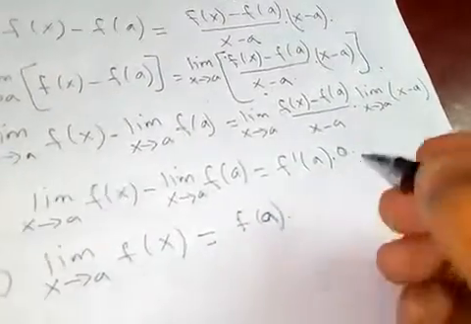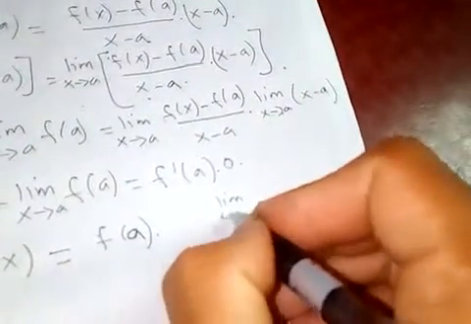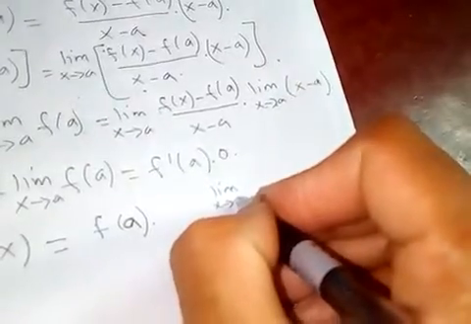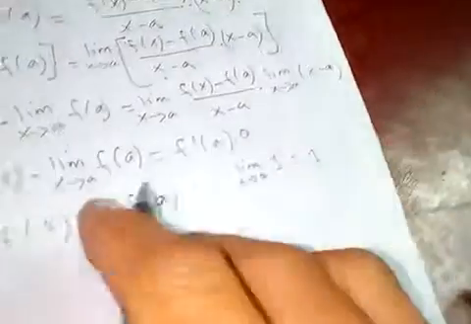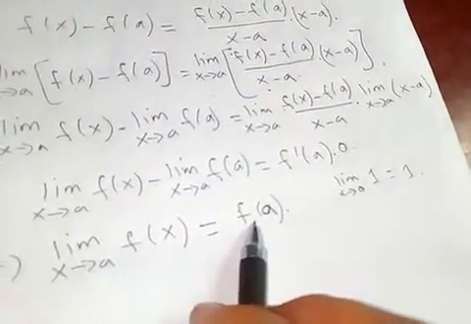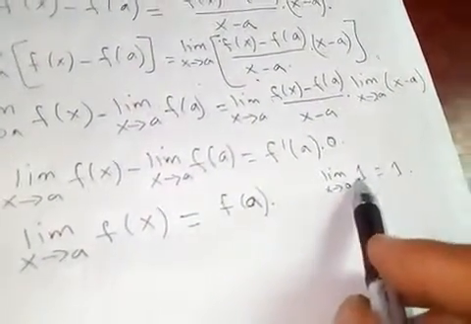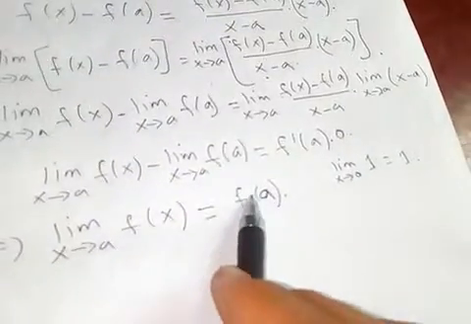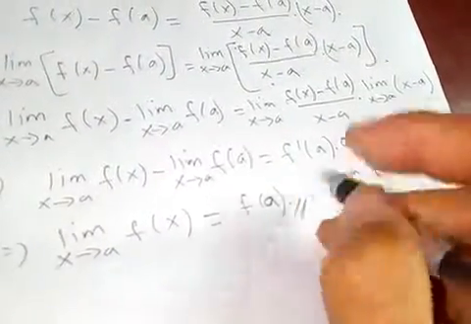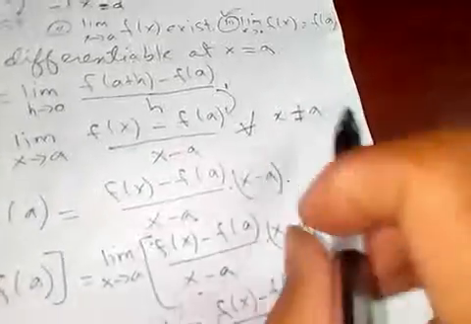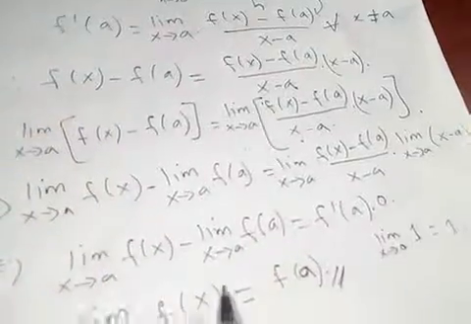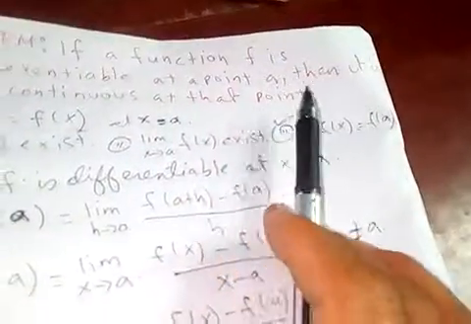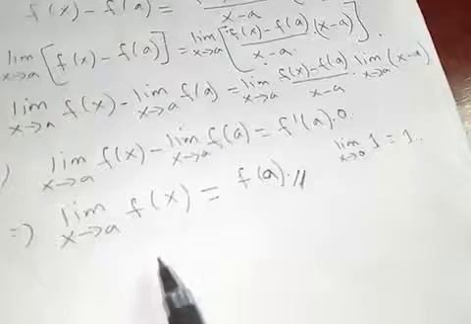For example, limit x tends to 0 of 1 is just 1. Same thing here, because the expression does not contain x, it's the same thing. So this means it satisfies condition 3. That means if a function is differentiable at point a, then it is also continuous. So this shows that it is continuous at that point also.